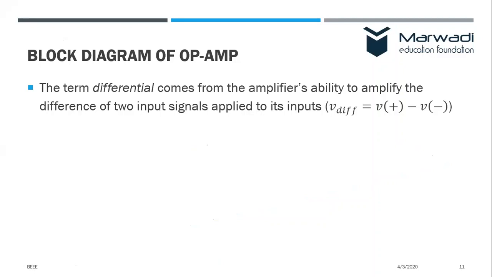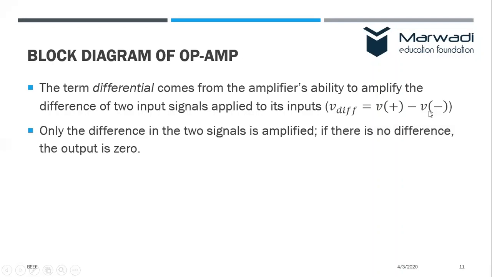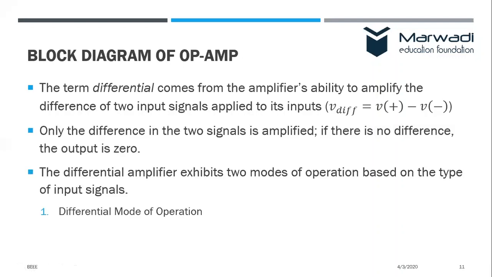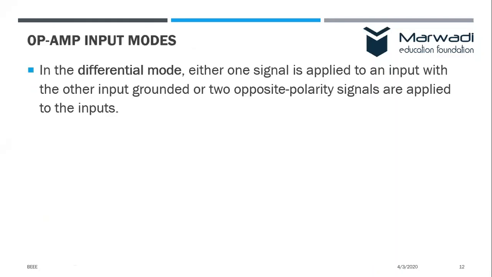The term differential comes from the amplifier's ability to amplify the difference between the two input signals. That means the difference between the non-inverting terminal V plus and the inverting terminal V minus, right? So there are two modes of operation: differential mode of operation and common mode of operation, right?